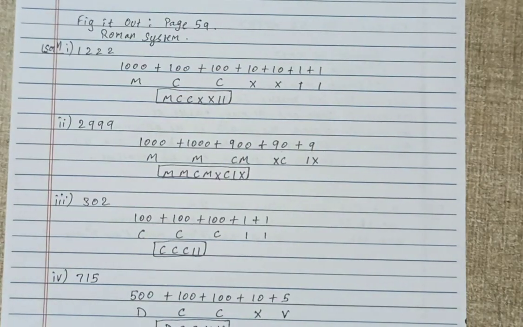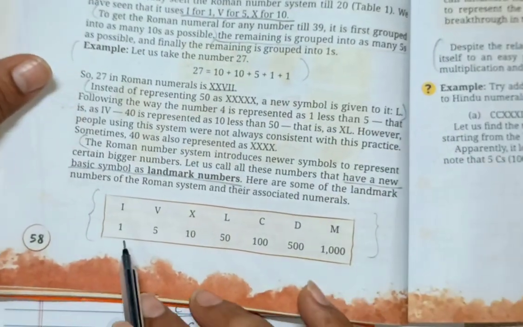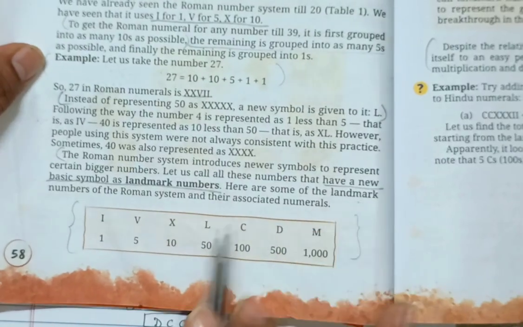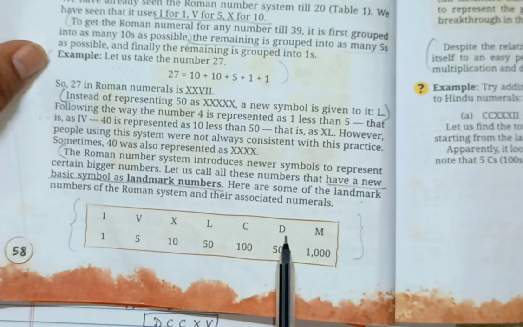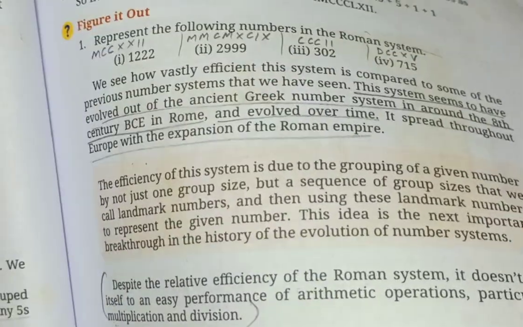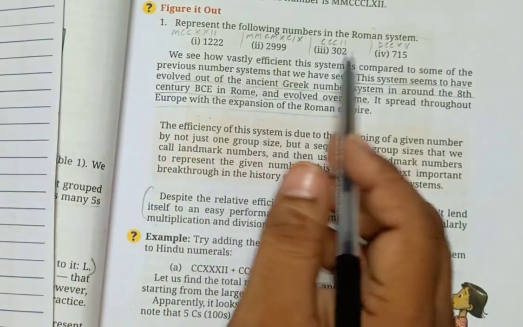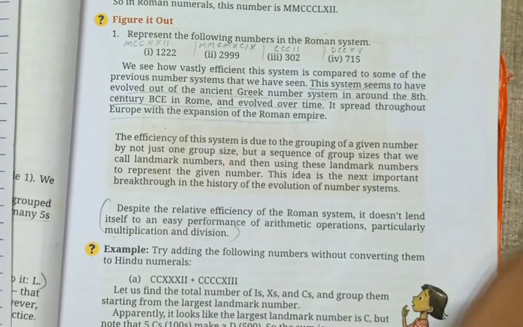Children, everything is mentioned here in the table, I will show you. In the table they have mentioned, and we have learned in the lower classes also regarding Roman numbers: I is 1, V 5, X 10, L 50, C 100, D 500, and M 1000. So this is how we represent the Roman system. Now coming back to this one.